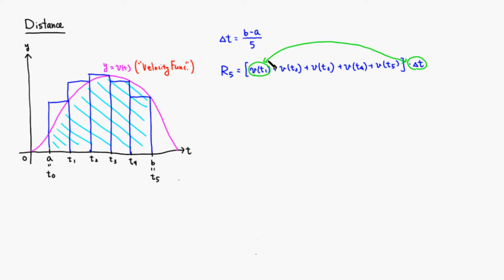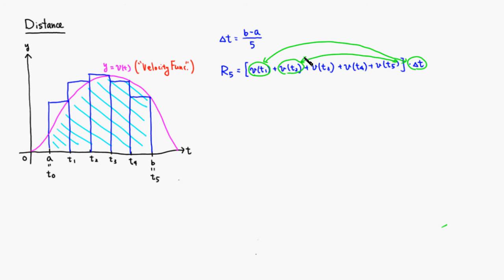And the second one, v of t2 times delta t, is the distance traveled over the second time period, and so on, and you keep on adding them. So this is going to be the approximation for the distance traveled over the time from t equals a to t equals b.